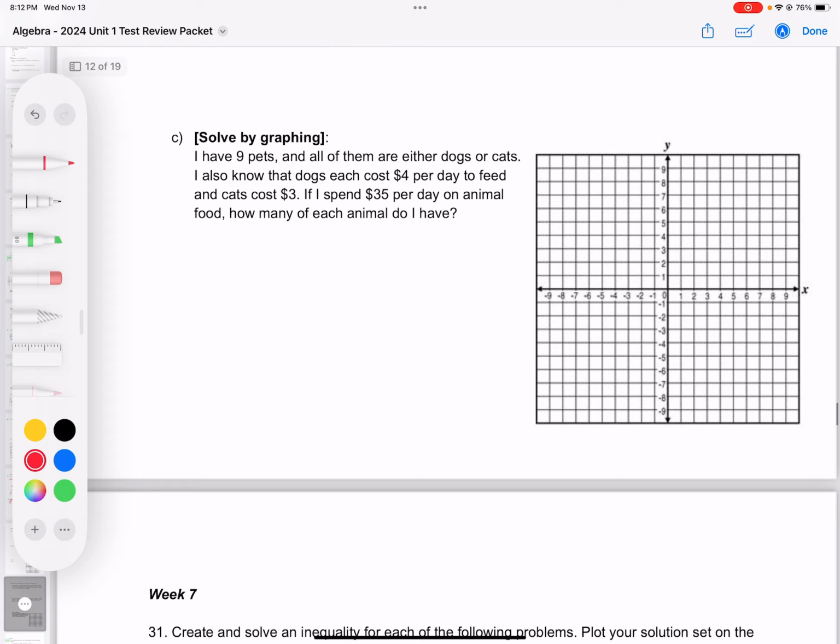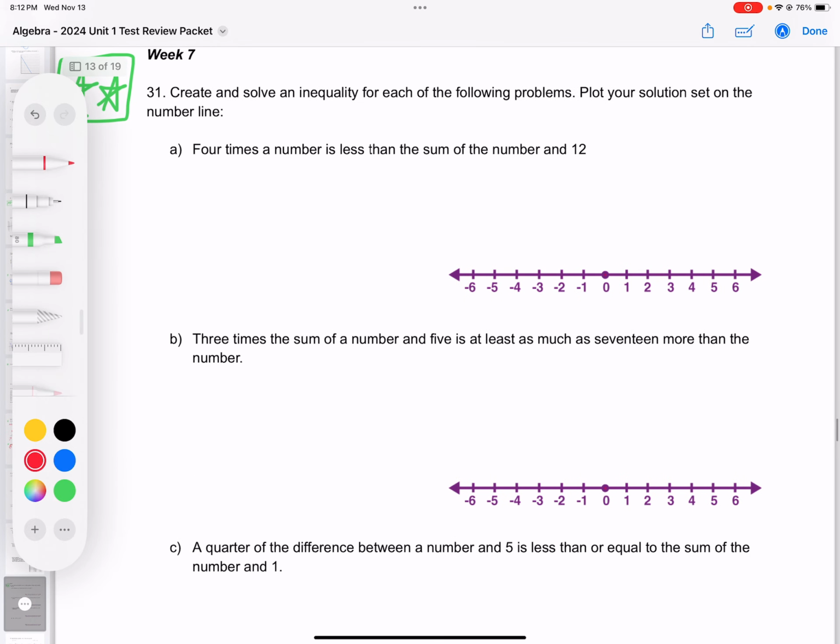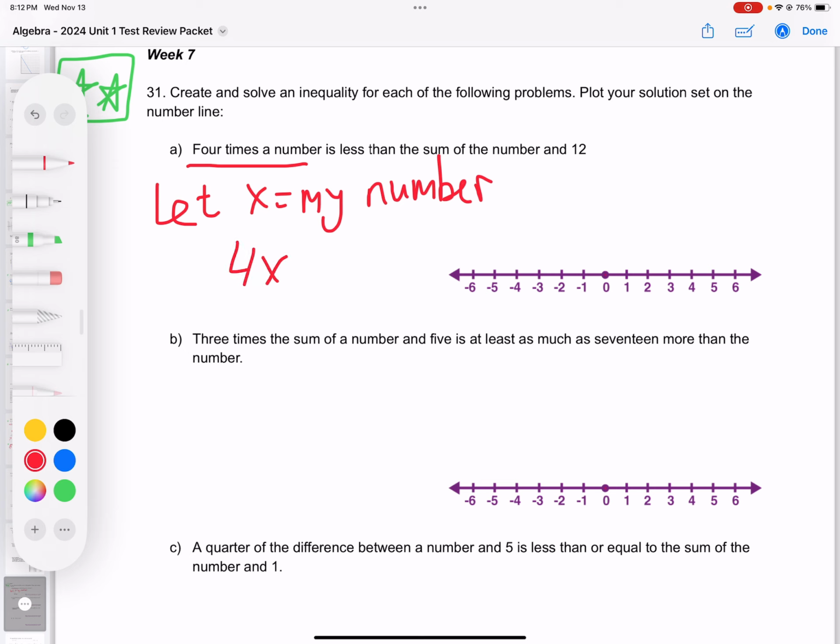Our next one that got multiple pieces of commotion. This is really just modeling equations. I would recommend reading slowly and building it in pieces. So 4 times the number. I am done reading for now because I'm going to say let x equal my number. And we are talking about 4 times the number. So here's 4 times the number. Now keep in mind, at this point, I have already started building. I haven't even finished reading the question yet. This is as far as I've gotten.